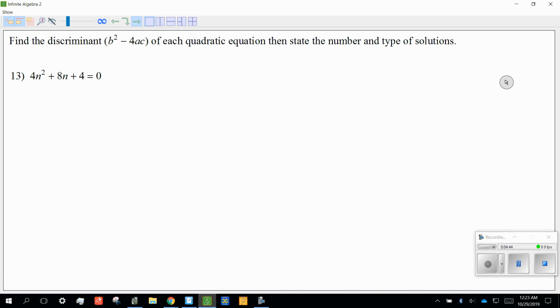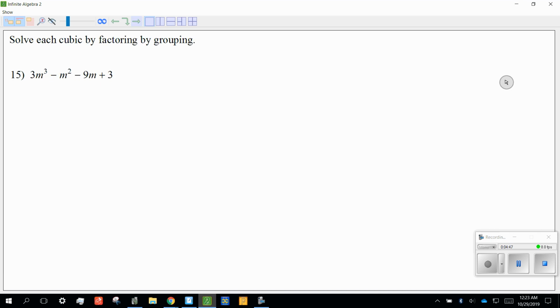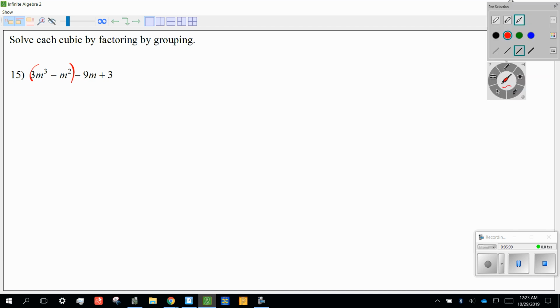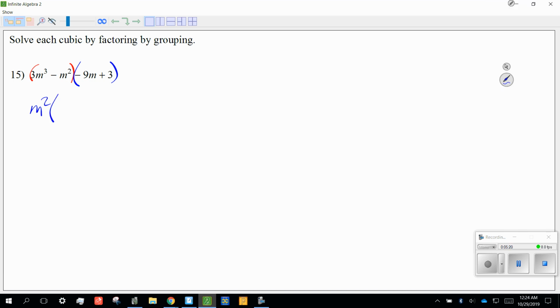Okay, so let's jump now to number 15, which says to factor this cubic by grouping. It's nice when things group, huh? So we group the first two terms with the last two terms like this and this. Okay, so what can we factor out? We can factor out an m squared and leave 3m minus 1.